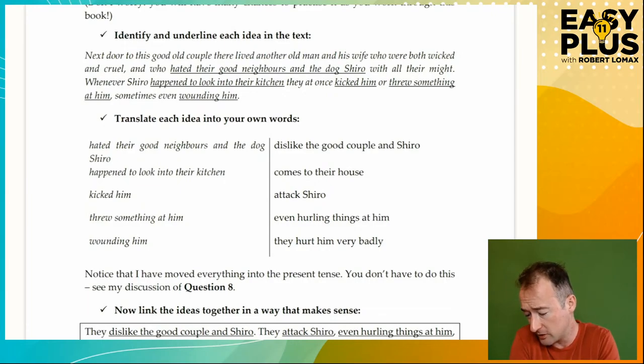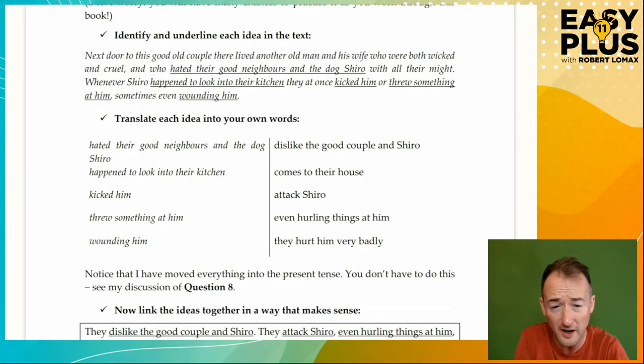Next door to this good old couple, there lived another old man and his wife who were both wicked and cruel. So wicked and cruel, that isn't useful for us because that is the quote in the question. And one thing that we won't get marks for is repeating the question, whether in our own words or not. The question is, why are they wicked or cruel? Or how do we know that they're wicked and cruel?